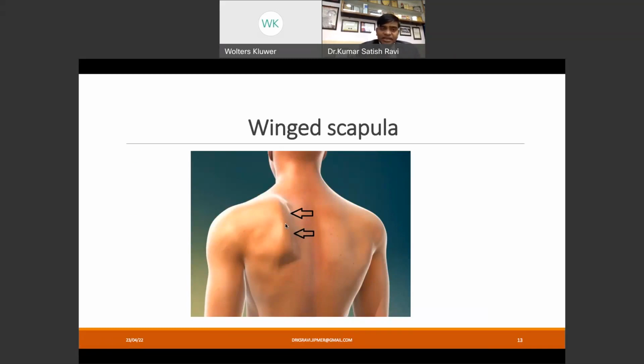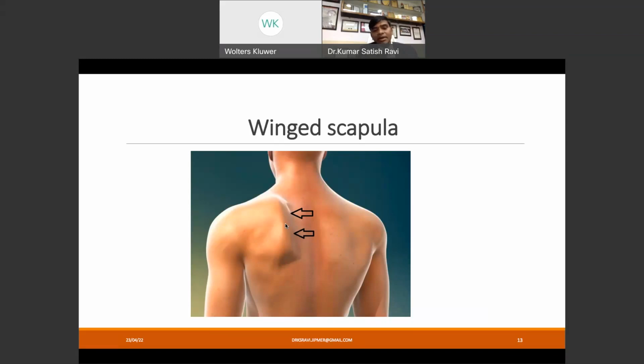So whenever there is a paralysis of the serratus anterior, this medial border of the scapula will become upward because of the injury to the long thoracic nerve. In this condition, I said, the medial border of the scapula becomes very prominent when the affected person pushes against resistance.